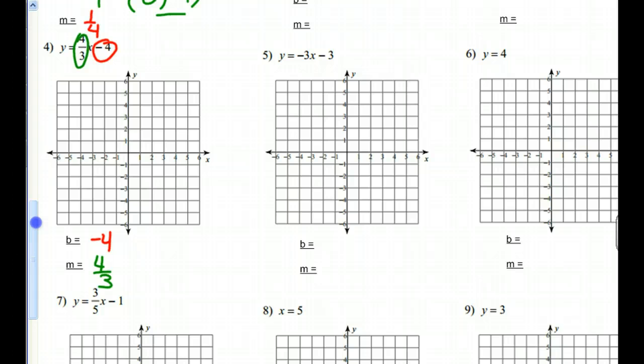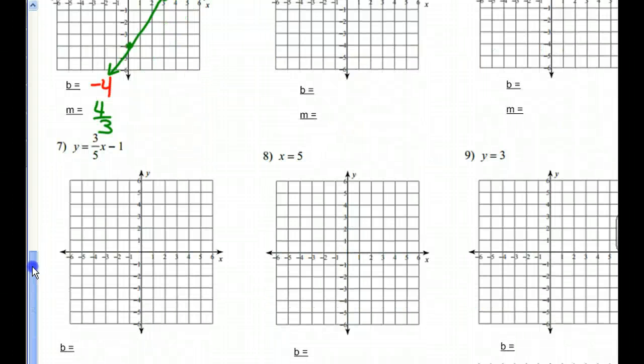So let's start at -4. We put our coordinate there. Then we go up 1 over 3, or up 4 over 3. And then we do it again. We go up 1, 2, 3, 4 over 1, 2, 3. And we put another coordinate. And there is our line. It's as easy as that. Of course, you're going to use a ruler.